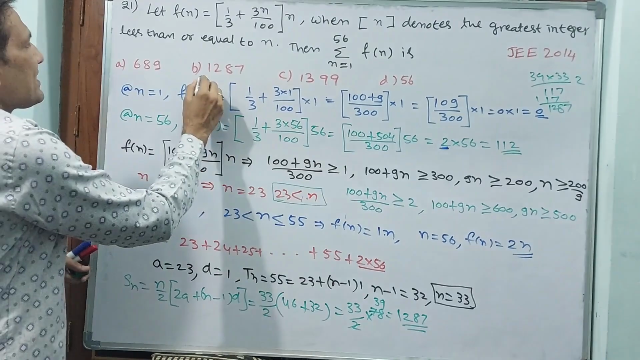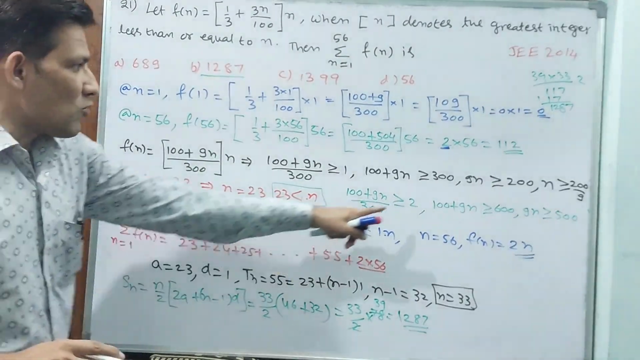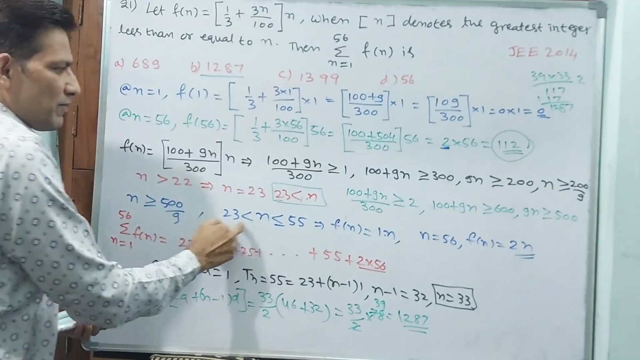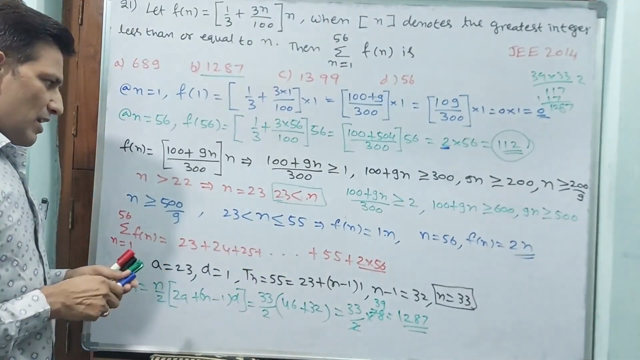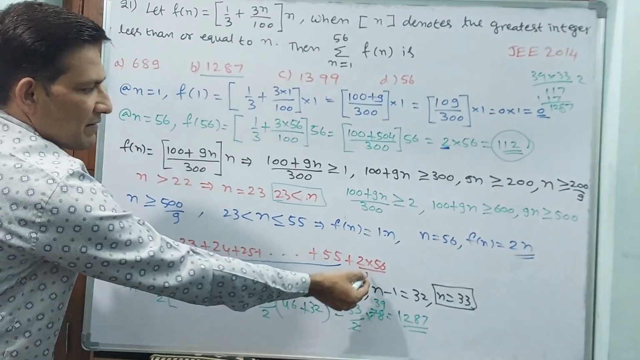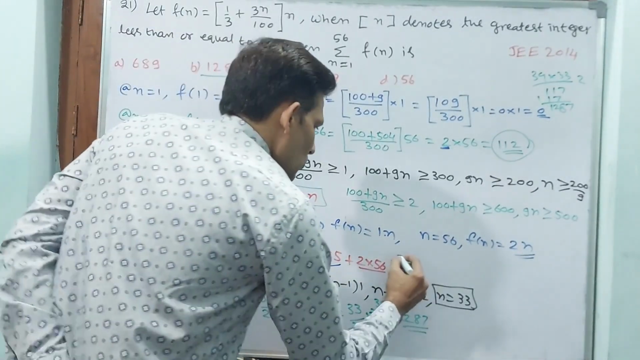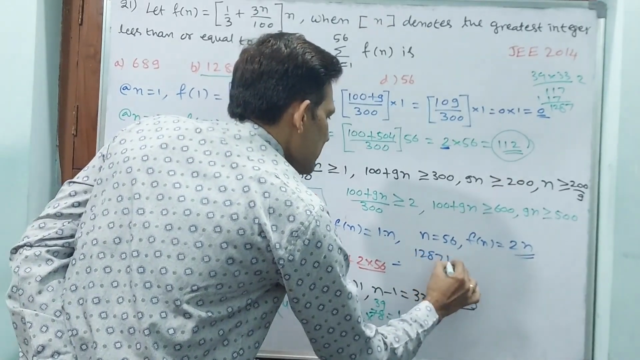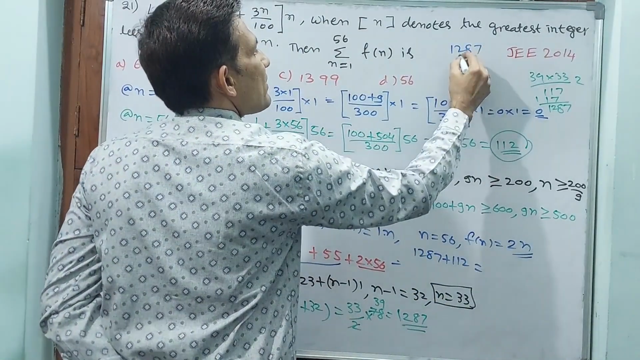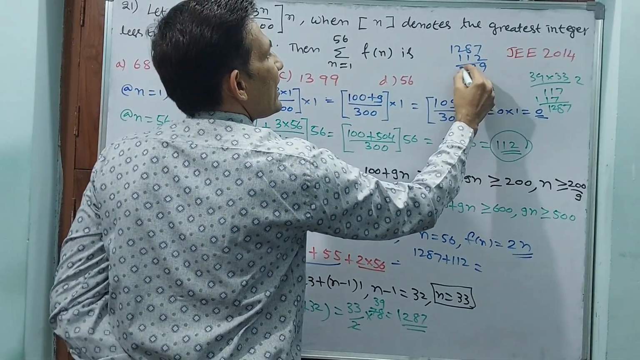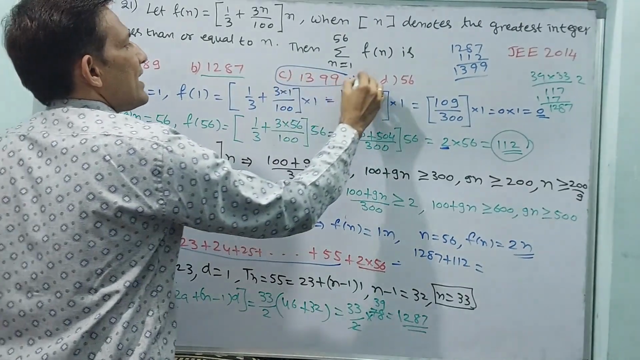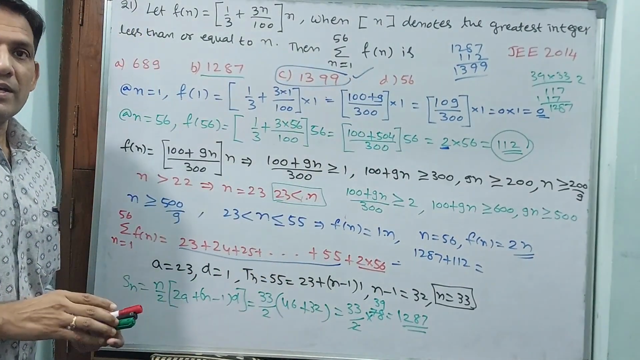They have given one answer here, 1287. But don't put that, because you have to add this 112 also. This figure is for 1 into n, and up to here the value is 1287. Again 112 you have to add. Total is equal to 1287 plus 112, which is 1399. This will be your answer. Let us go for the next question.